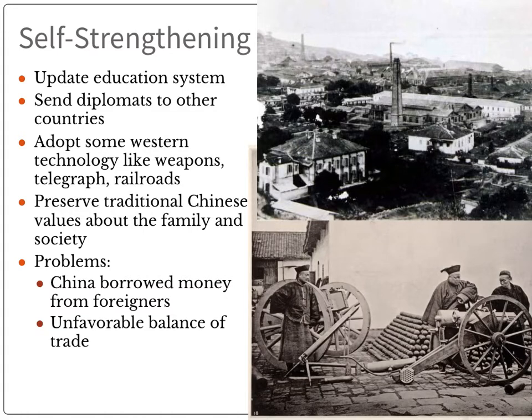The problem with this is that China borrowed a lot of money from foreigners to finance this. Like we've looked at in some of these other countries, a lot of this new industrialization and new technology was state-sponsored instead of sponsored by individual entrepreneurs. And so they had to get this money from somewhere. And so China became indebted to a lot of foreign governments. And as Europeans and Americans came to trade more and more and more in China, they developed an unfavorable balance of trade with a lot of these other countries, which means they're importing more from those countries than they're exporting.